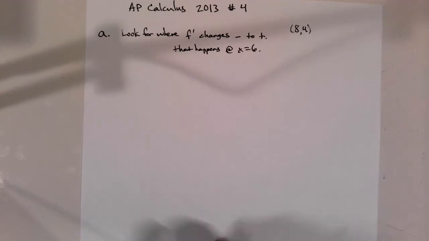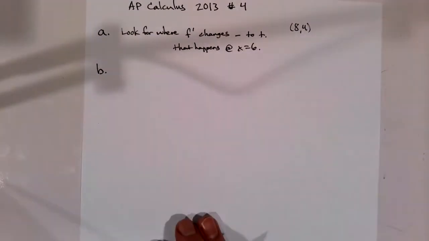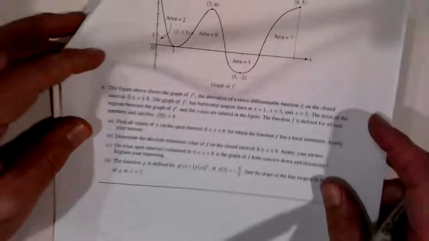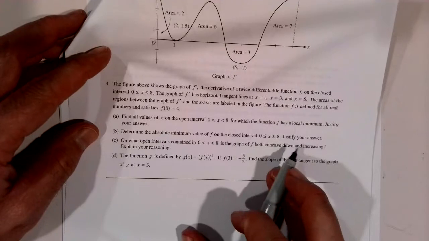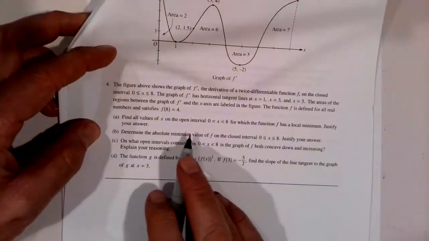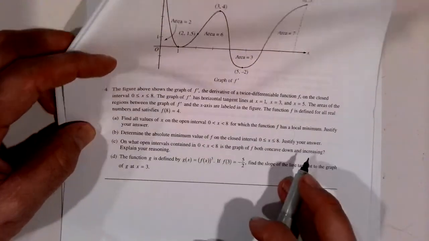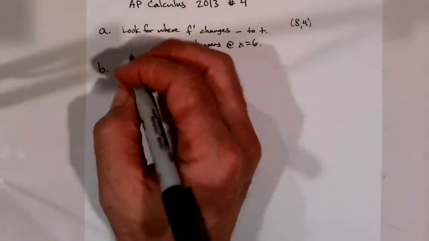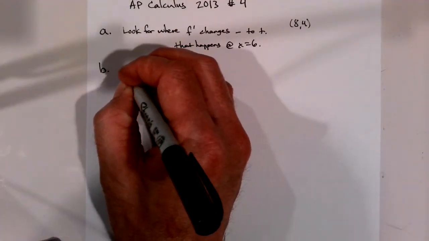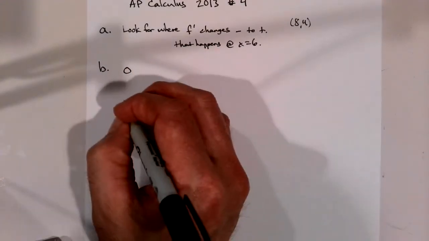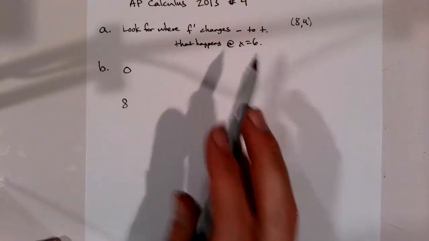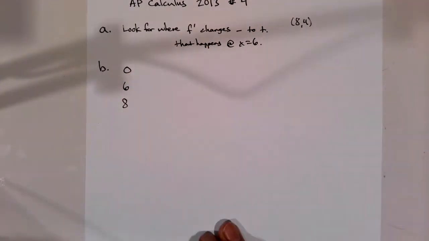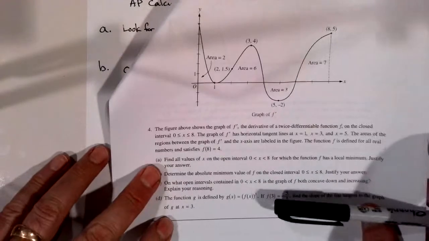All right, part B. Part B can be a little bit confusing. It says determine the absolute minimum value of f on the interval 0 to 8. Anytime it asks about absolute mins or maxes, we need to check a few points. We need to check the beginning, the end, and any spot where the derivative is equal to 0 for the minimum. That's going to be at 6.